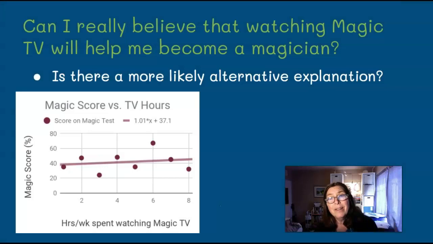Then you'll have to ask, is there a more likely alternative explanation? Well, there could be an alternative explanation. Maybe magicians run in families and they all like to watch each other on TV. So the more magic you do, the more your family grows, the more magic shows you watch on TV. There might be an alternative explanation, but I think our original explanation was pretty good. It probably is the most likely explanation.